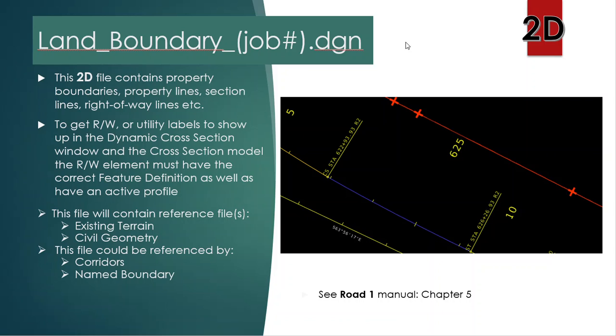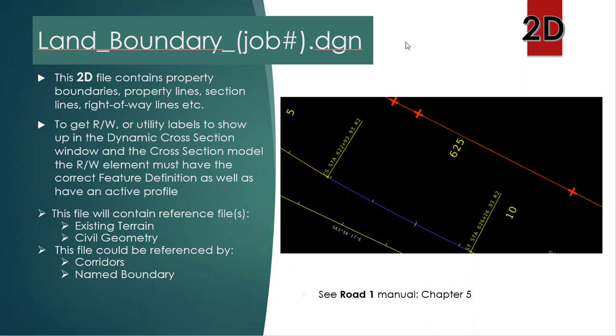Okay, so there's a right-of-way line out there in this picture. If you had a utility, you could do the same thing. You just make sure that these things have the correct feature definition and they have an active profile. And what that's going to do for you is give you a label that goes to existing ground in your dynamic cross sections and in your cross sections.